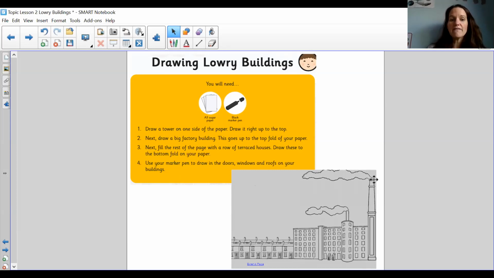Next, draw a big factory building. This goes up to about halfway. So it's just bunches of rectangles, and you can use a ruler, which I'll show you in the video, that you can do as well.